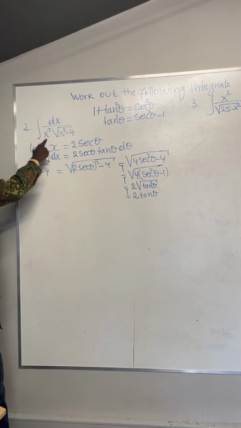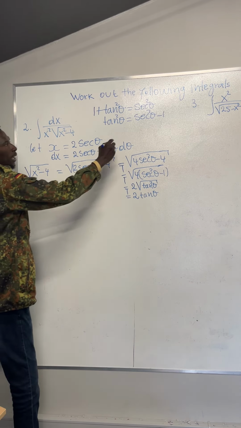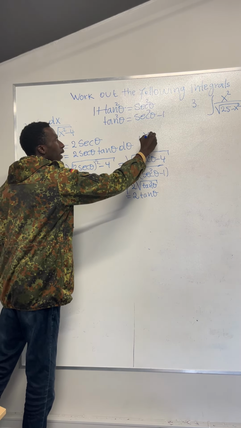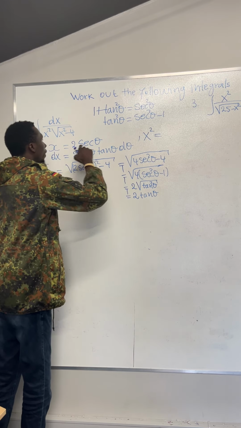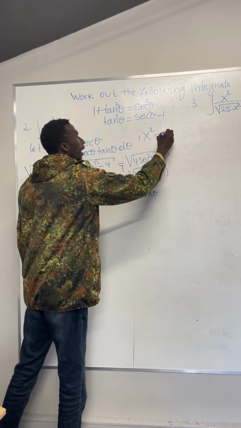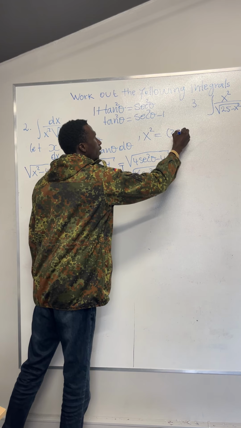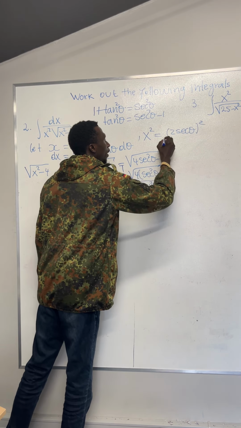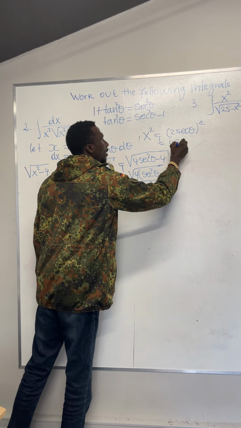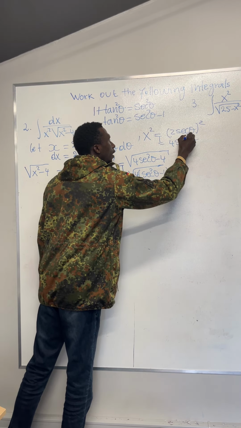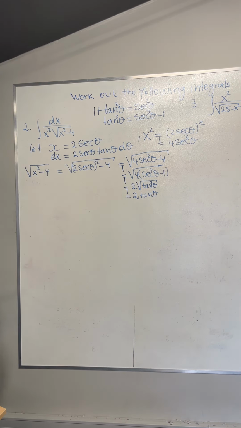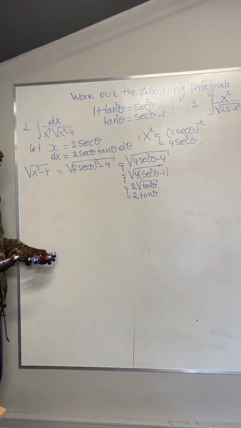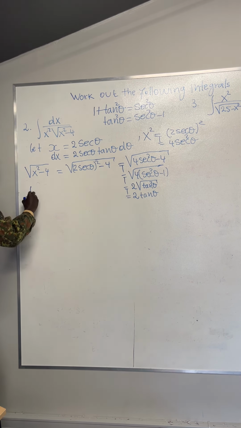And what is this x squared? So I can just write here, x squared is what? We know already x is 2 sec theta, and then squared. And this is 4 sec squared theta. And then the integration becomes very easy, guys. Let's see how the integration is gonna look.